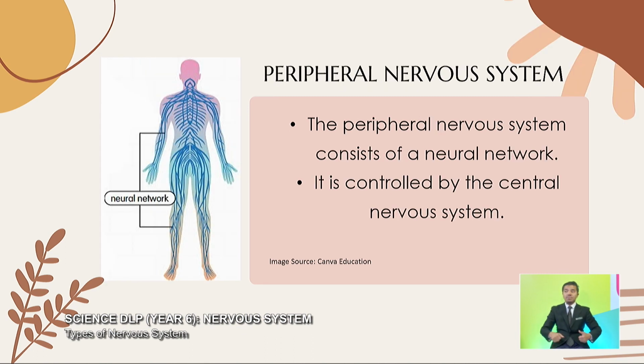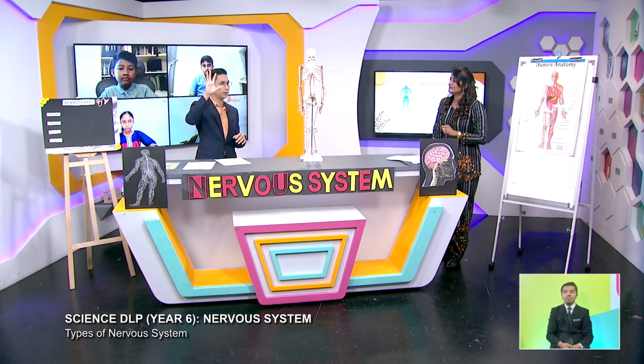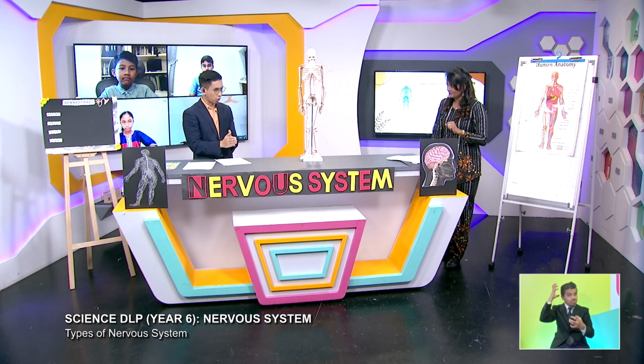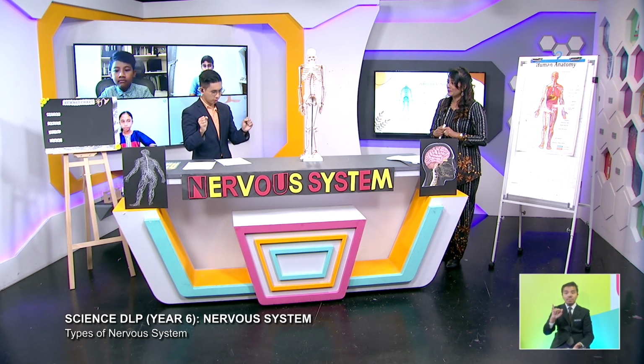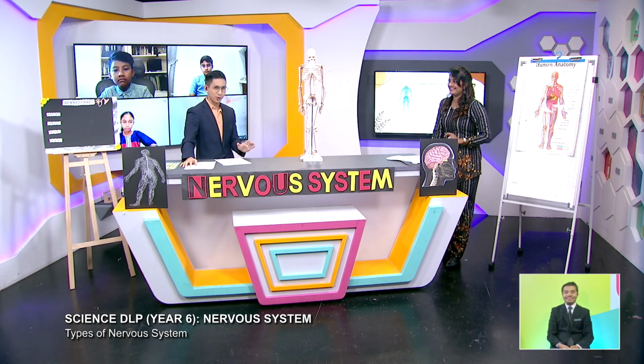So next we are going to learn about the peripheral nervous system. The peripheral nervous system consists of a neural network. It is controlled by the central nervous system. When we talk about the central nervous system, we can relate it with the peripheral nervous system. The peripheral nervous system is connected to the central nervous system. So, the central nervous system involves the brain and the spinal cord, whereas the peripheral nervous system involves the neural network. Exactly. Very good, Chris. All right, thank you very much, teacher.